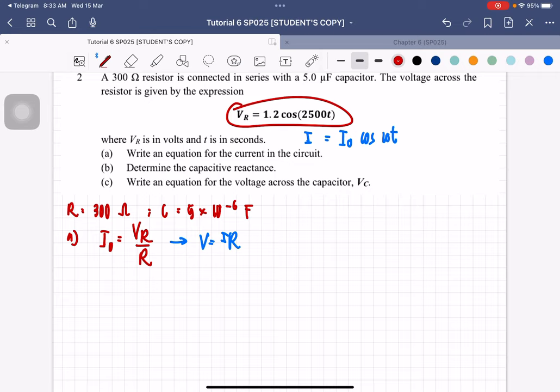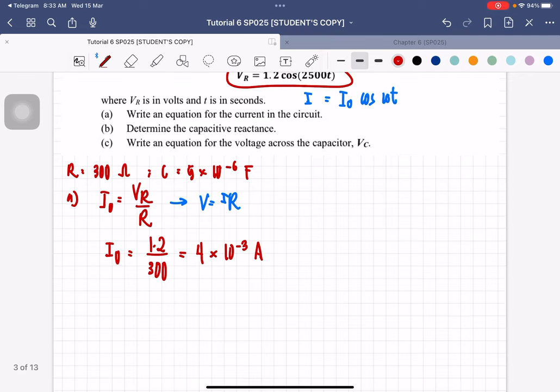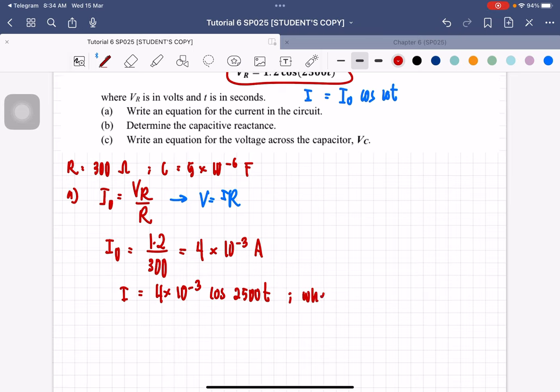Okay, so from there, we can get the value of I naught to be equal to 1.2 divided by 300. So this is equal to 4 milliampere. Is it correct? Let me just double check. Yeah, okay, so that is the peak current. So put that into our equation here. We will then get something like this. What we need to add here is the unit, where I is in ampere and t is in seconds.